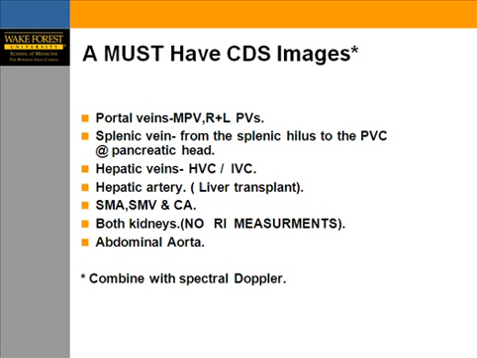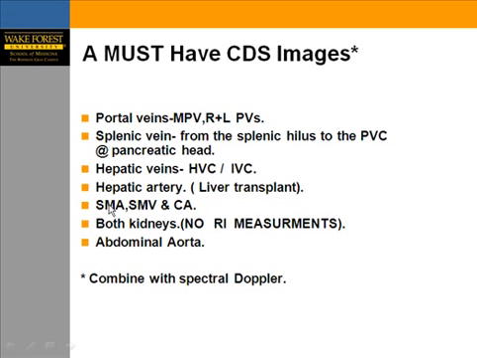Now, when we do color Doppler in the abdomen, what are the must-have images using color Doppler? You need to do the portal veins, splenic vein, evaluate the splenic vein direction and the level of the hilus, also at the level of the pancreas. Look at the hepatic veins with the IVC. The hepatic artery is really not as important as the portal venous system or hepatic veins. However, this becomes important when you look at liver transplants, because that's the most important vessel you need to interrogate to evaluate a transplant for rejection or possible thrombosis.